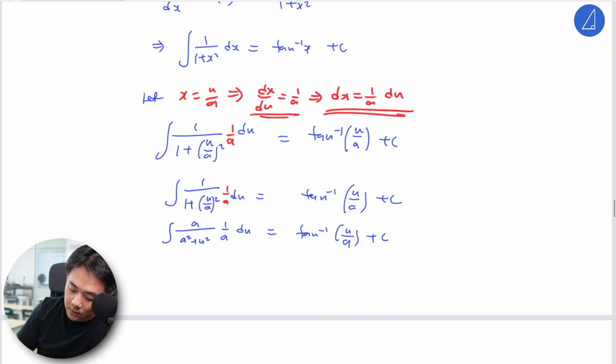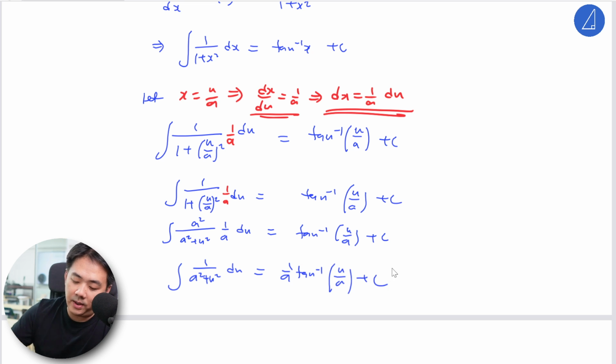So this is it. You cancel this out. A square manipulate is like that. A square on top. So this is u over a. Then you get, I just divide by a. I just divide. Then you get this guy. Okay. It's just a manipulation.